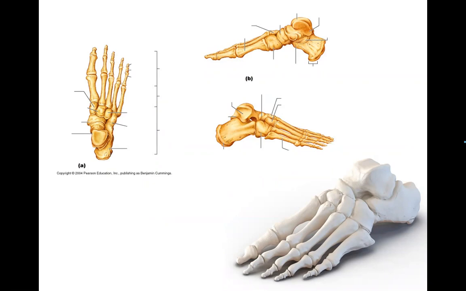All right, so this image A here is looking at the foot from the superior side. Right, so this is the top of the foot or the metatarsal region. This is looking from the medial side, and the last diagram is looking at the lateral side. Okay, and the model is kind of angled so that you can see all of the bones in a really good way.